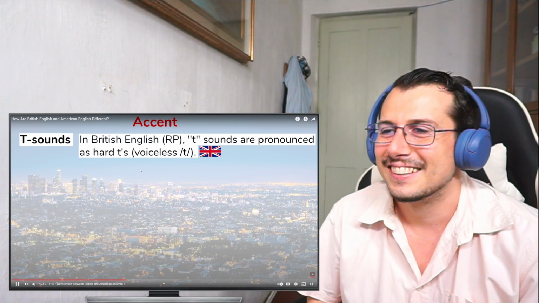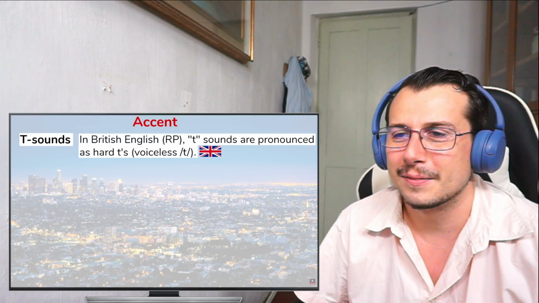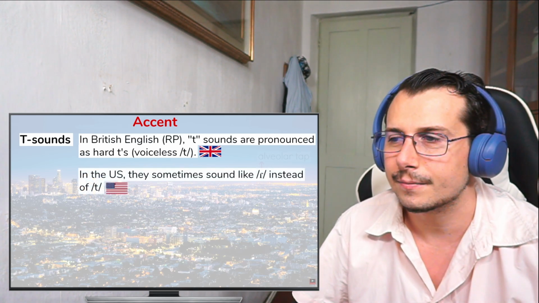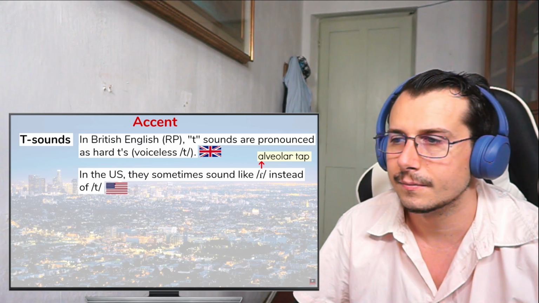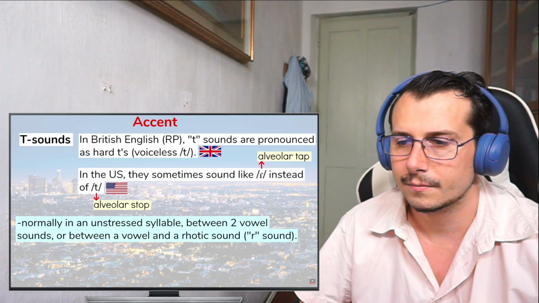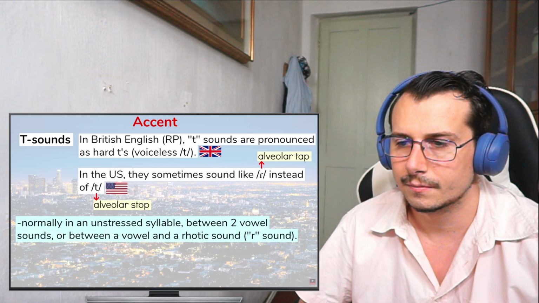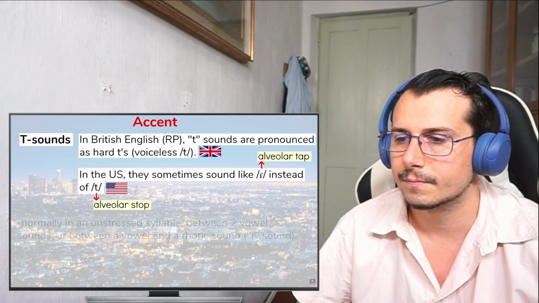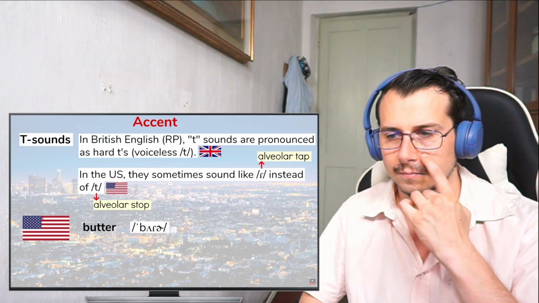T sounds are pronounced as hard sounds, T's. In other words, voiceless T sounds. In the US, they sometimes sound like D, an alveolar tap instead of T, an alveolar stop. This normally occurs in an unstressed syllable between two vowel sounds, or between a vowel and a rhotic sound, like an R sound. So in the US, people say butter.